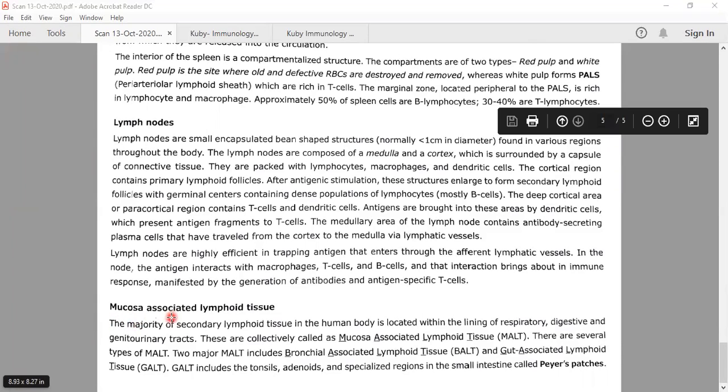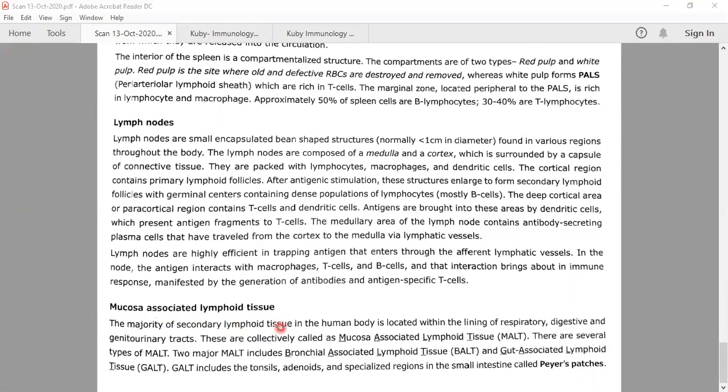This MALT is the majority of the secondary lymphoid tissue. Why is this written here? Because MALT is a huge area. Okay, I will tell you how this is calculated. So the majority of the secondary lymphoid tissue, whereas in case of spleen, it was written that it is the largest secondary lymphoid organ, but here it is showing it in terms of area. The majority of the secondary lymphoid tissue is actually MALT. And in the human body, it is located within the lining of the respiratory, digestive, and genitourinary tract.